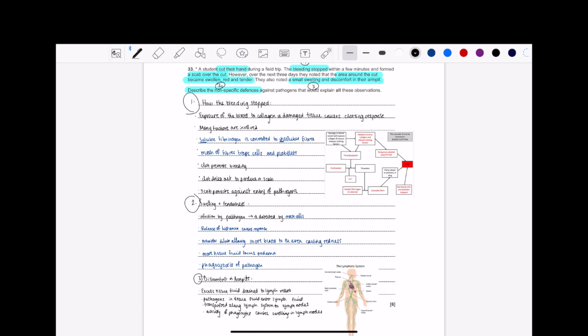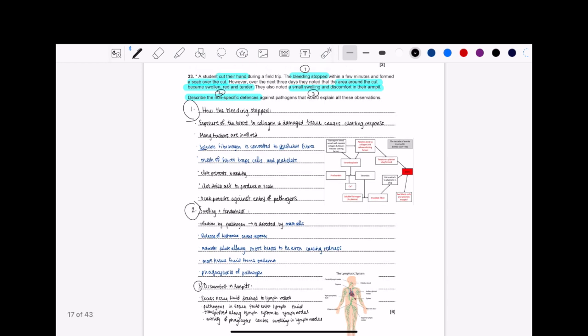First step you're going to do, read the question. It says, describe the non-specific defences against pathogens that would explain all these observations. I'm going to read the information, because when it's a 6 marker, they don't write things for the sake of writing things, as with 1, 2, 3, 4 markers.